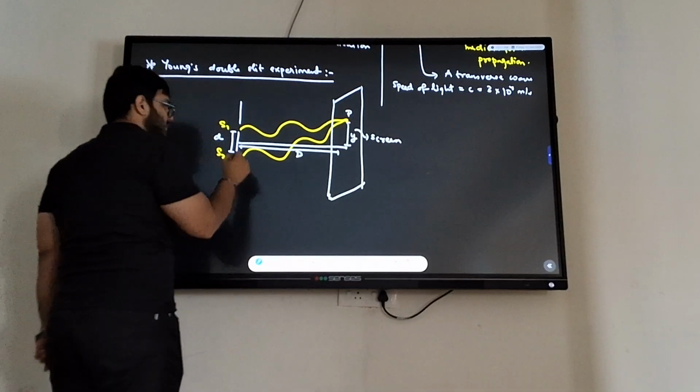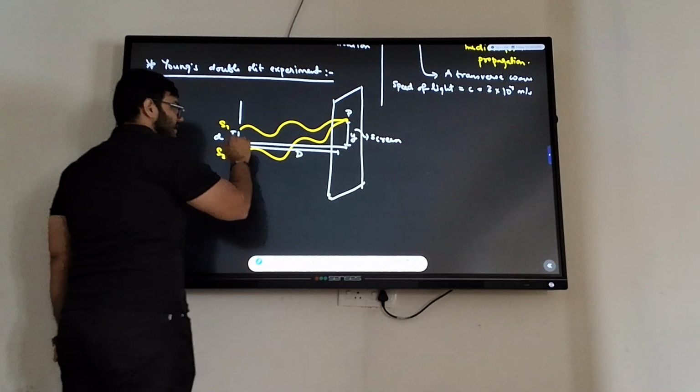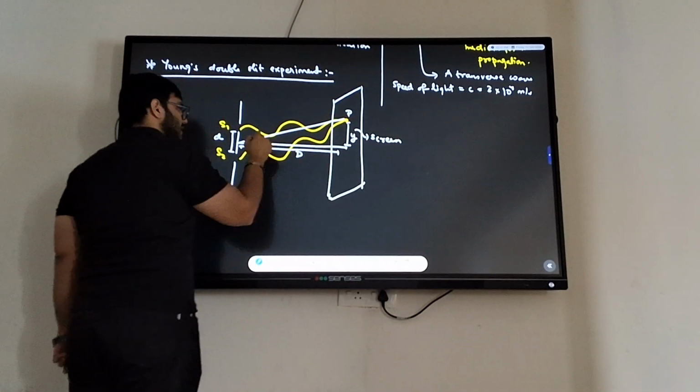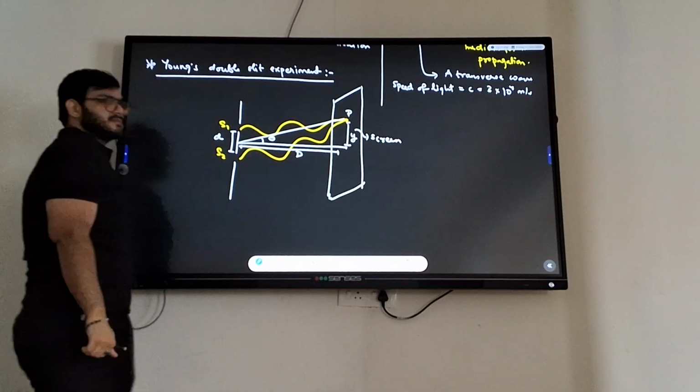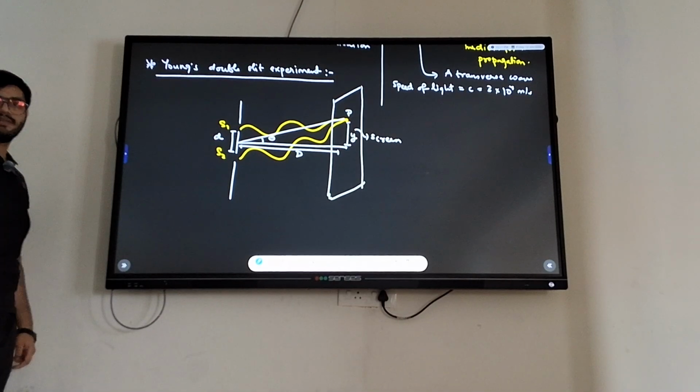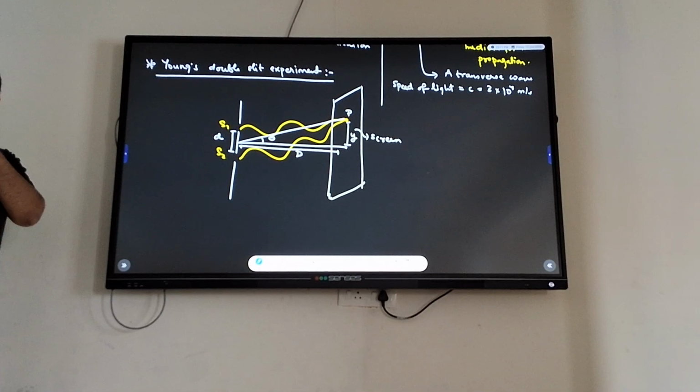So let me write all of it. And this is the center, take a line from the center, and going to that point, let's call it angle theta. Subtending an angle theta. Is it okay with all of you? All of this?